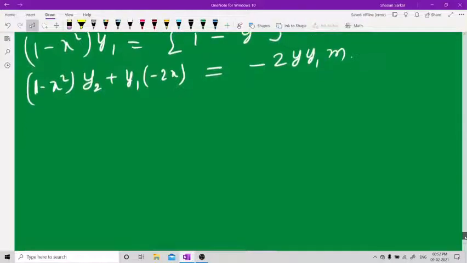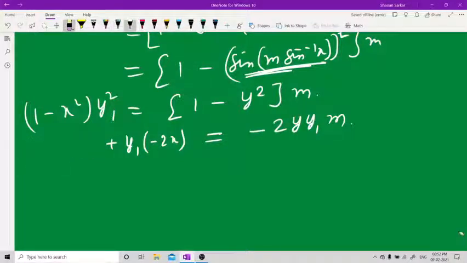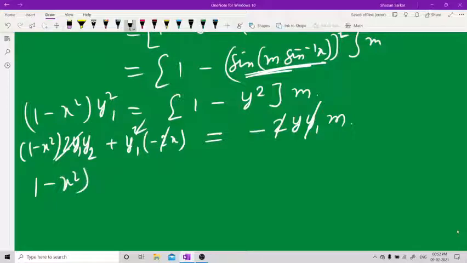Now here it is 2 square. Let me rub a little bit of this portion. Let's write it clearly: 1 minus x square, 2y1 y2. Now it is y1 square. Now just cancel 2y1 from all sides. This y1 is gone, this 2 is gone, this y1 is gone. So what are you left with? 1 plus x square y2 minus x y1 equal to minus m y. You are left with this.